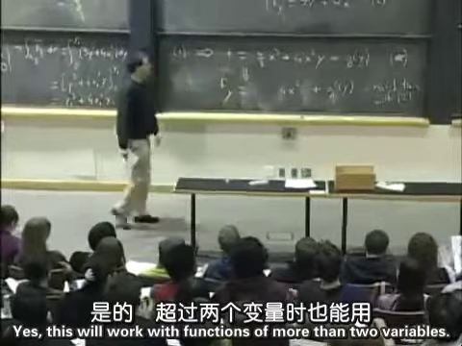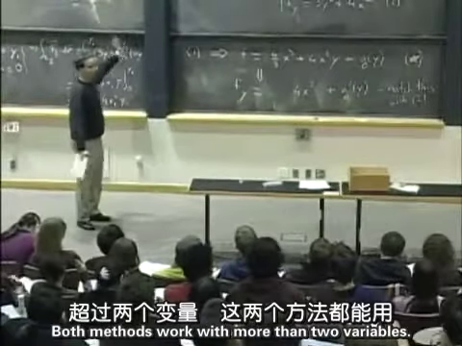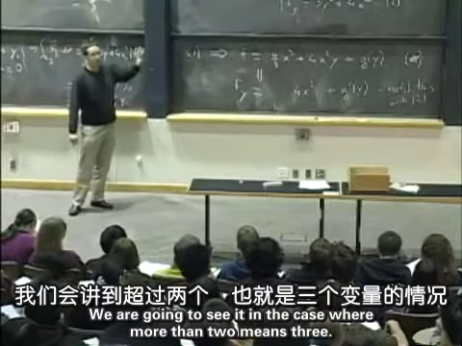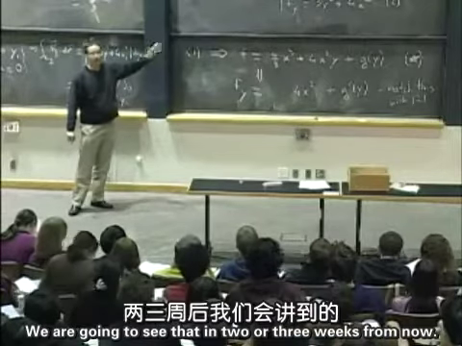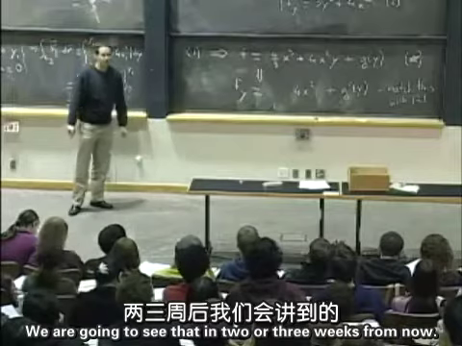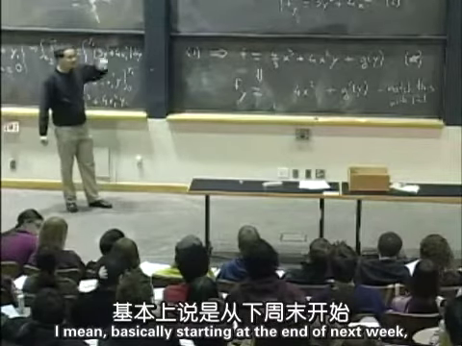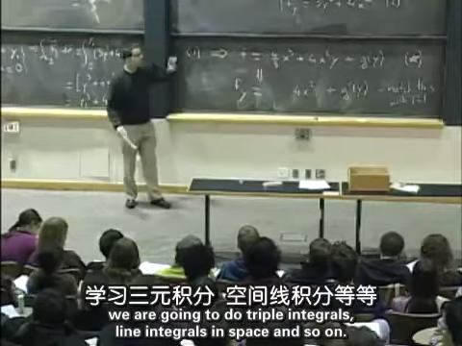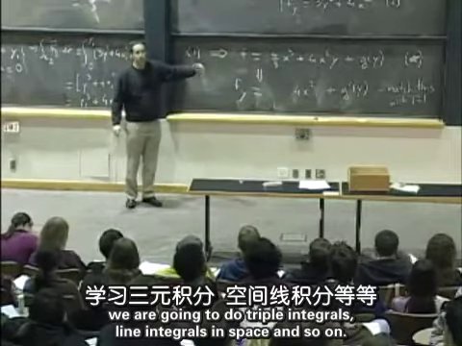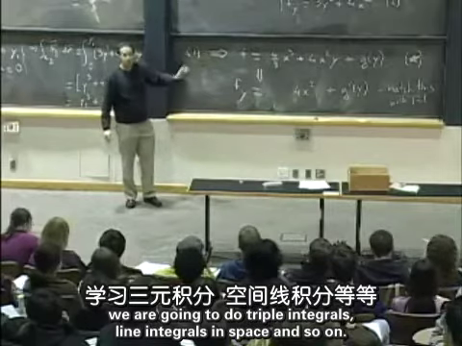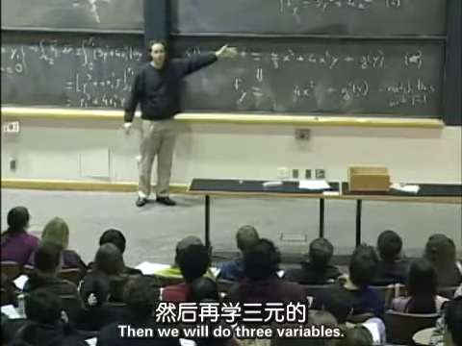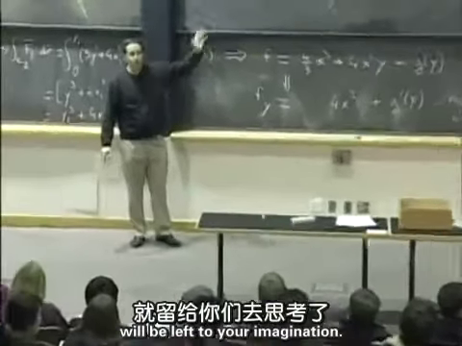Yes, this will work with functions of more than 2 variables. Both methods work with more than 2 variables. We're going to see it in the case of 3 variables in 2 or 3 weeks from now. Basically, starting at the end of next week, we're going to do triple integrals, line integrals in space, and so on. So the format is first we do everything in 2 variables, then we'll do it in 3 variables, and what happens with more than 3 will be left to your imagination.